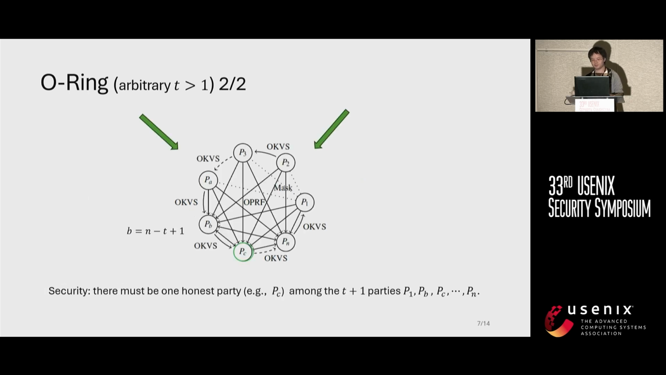Then we combine these two designs by assuming P1 is honest and PB is honest. We assume that the maximum number of colluding parties is T. So we put aside P1, and we enable T other parties as the common OPRF sender. So among these T plus 1 parties, there must be one honest party who can take this role. So it will make the protocol secure.